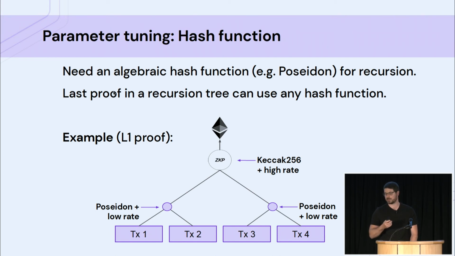This has two benefits. First one is that Keccak is much faster than Poseidon outside the circuit. And second is that Keccak is natively supported on the EVM, so the cost to verify it on L1 is much lower. Also, the last proof in the rollup will use a high rate to decrease the proof size, to also reduce the cost of verifying on L1.